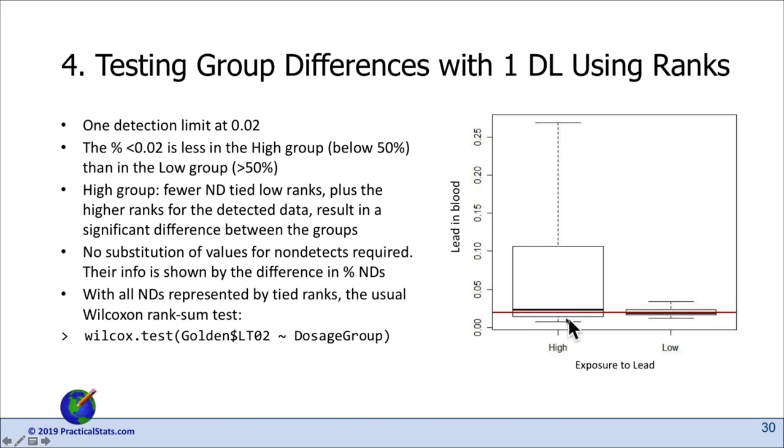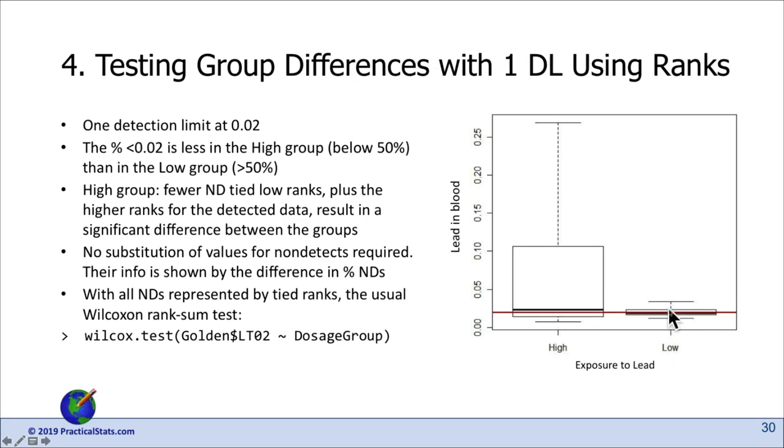I've got less than 50% of the data below 0.02 in the high group. Over here, I cannot see the median. I know it's estimated in there, but it's down below the red line. Everything below the red line is an ROS estimate. So you cannot see in the raw data what the median is. It would just be less than 0.02.